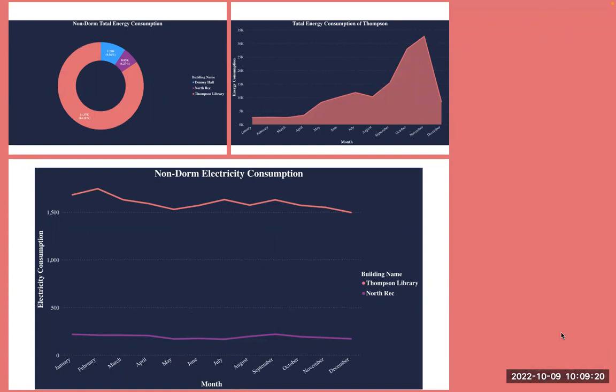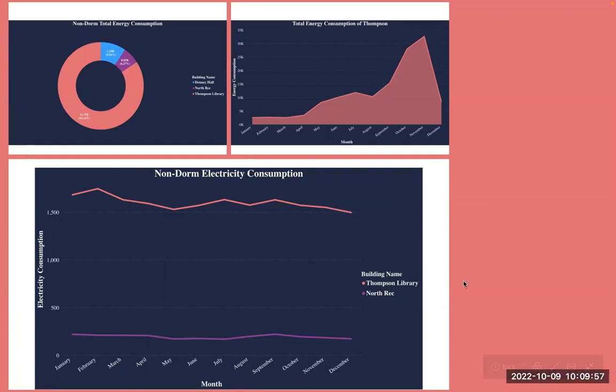Okay, sorry about that. So we also made a dashboard that we hope can be displayed at Thompson Library. Some of the metrics that we compared in this dashboard is also looking at a non-dorm building on North, South, and then the middle of campus, just to see how the energy consumption varies between the three and show students that when they're at Thompson. And then we also looked at total energy consumption at Thompson across the year.